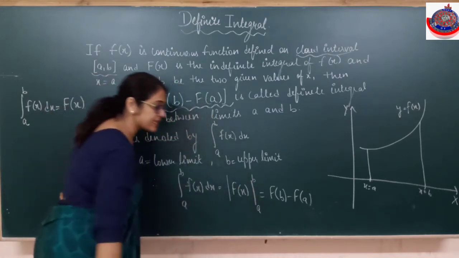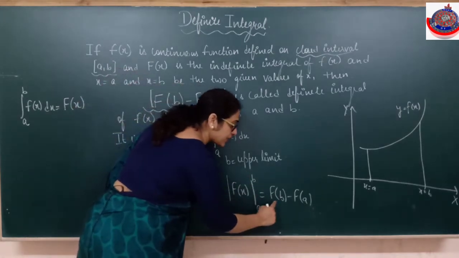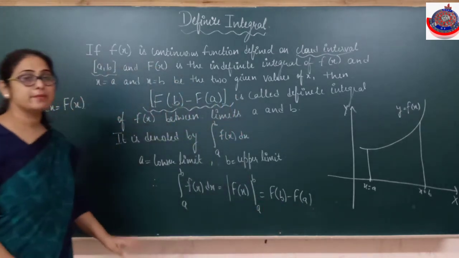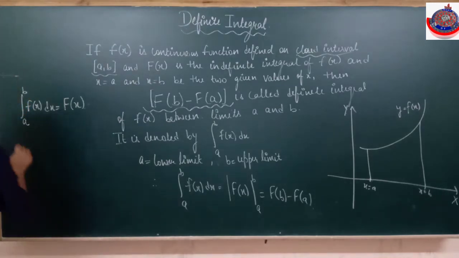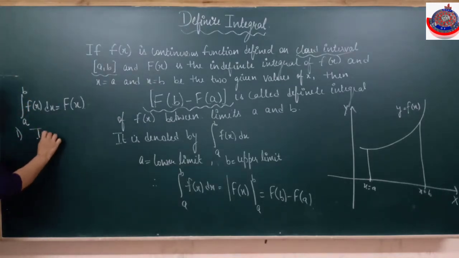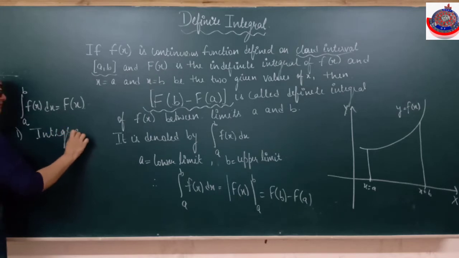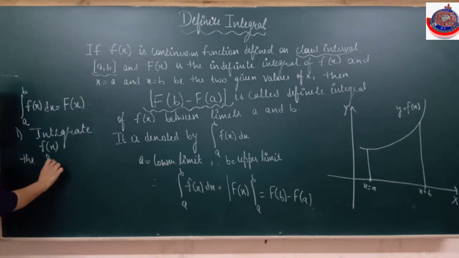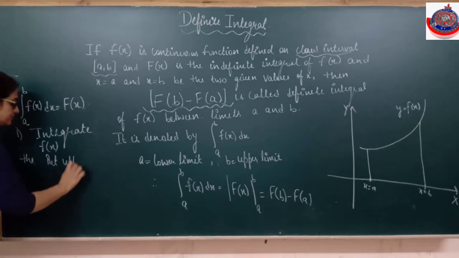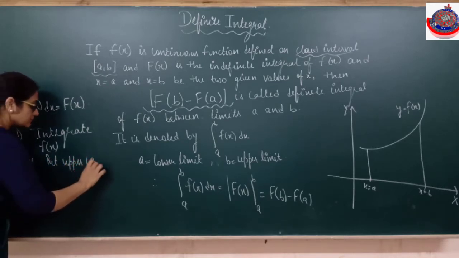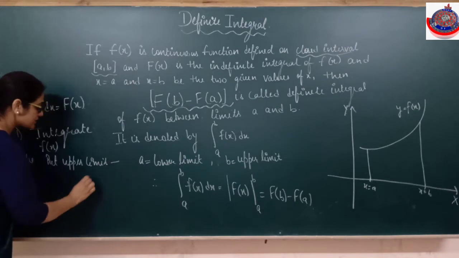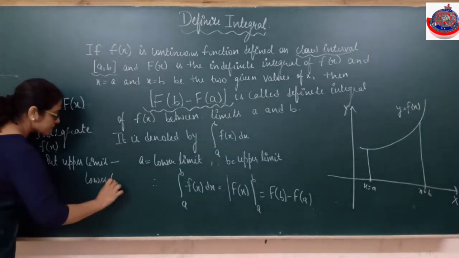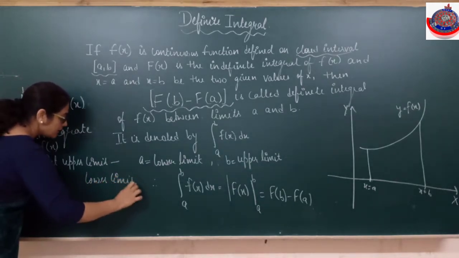We have written the limits like this. एक बार upper limit put करनी है फिर minus lower limit. Simple. What is the rule? Integrate f(x), then put upper limit minus lower limit.